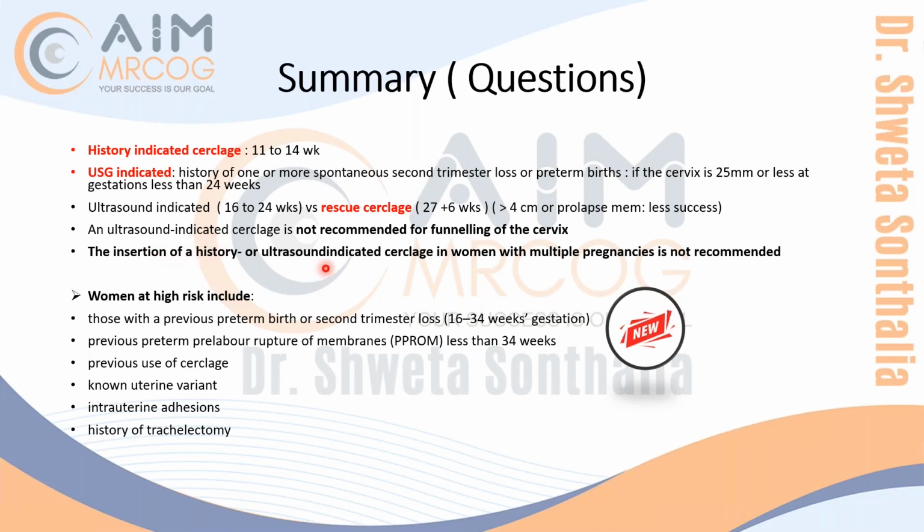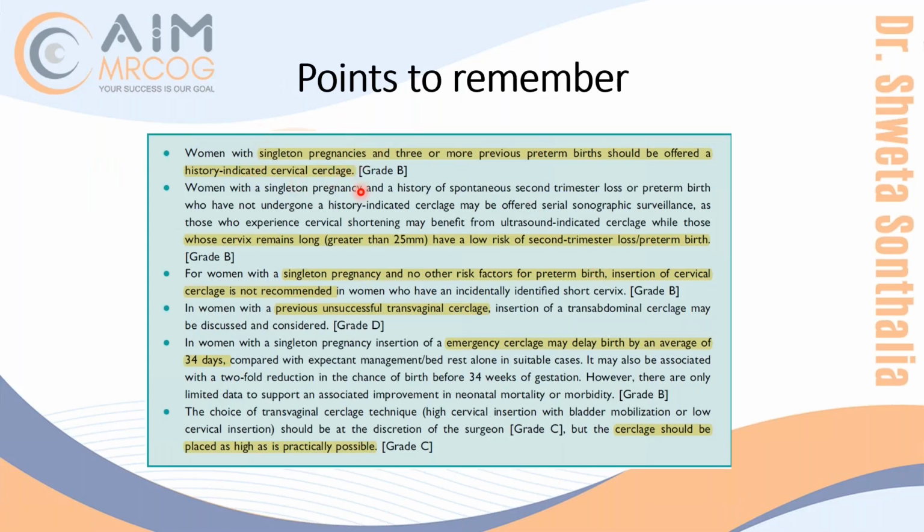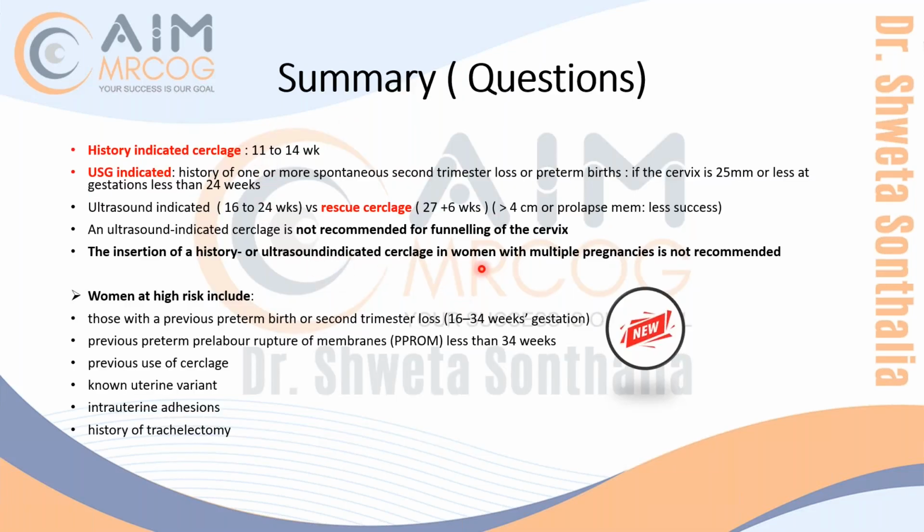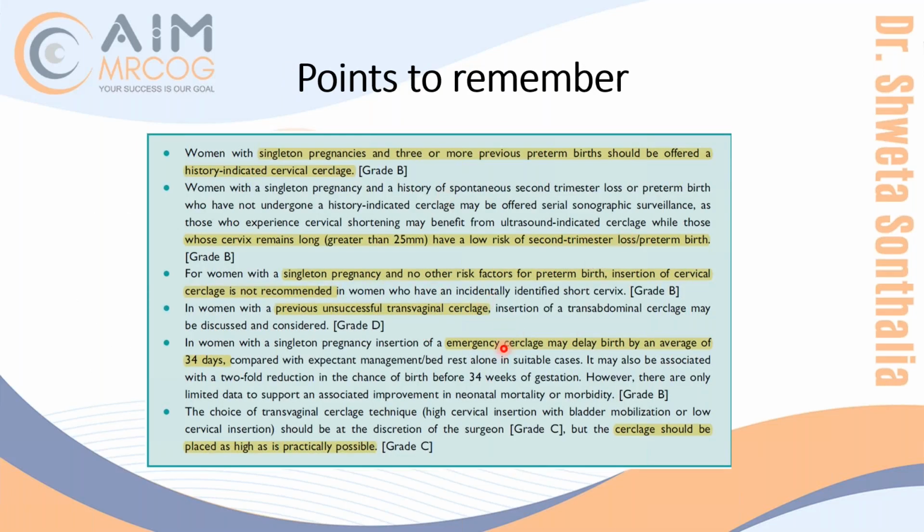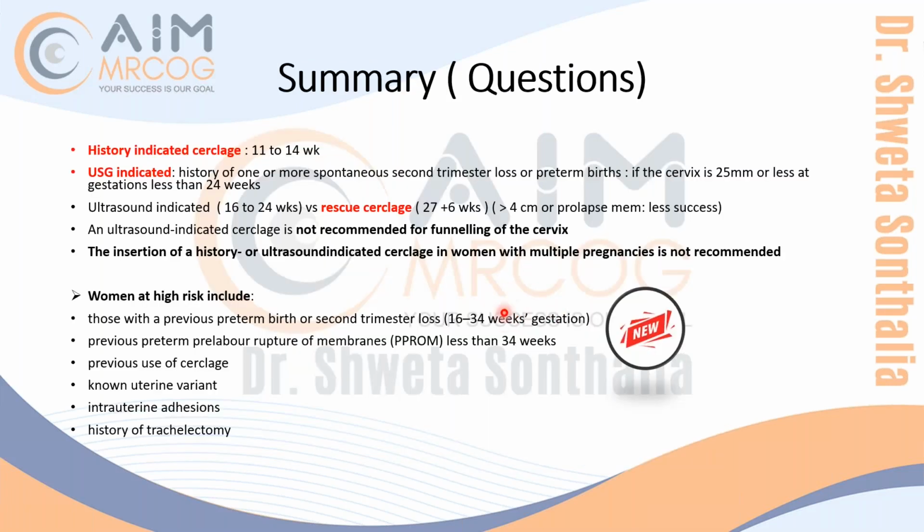Now, the insertion of history or ultrasound indicated cerclage in women with multiple pregnancy is not recommended. As I told you, we all talked about singleton pregnancy. So don't think that multiple pregnancy will follow the same rule. In multiple pregnancy, all these criteria don't apply. Please be clear about that, because sometimes in options, they will give you that and confuse you. Sometimes in a scenario, they will give you a multiple pregnancy and you will apply your knowledge of all this, which you remembered with so much difficulty, and ultimately your answer will be wrong. So multiple pregnancy, funneling of the cervix, these are not for this application of your knowledge. So remember that.